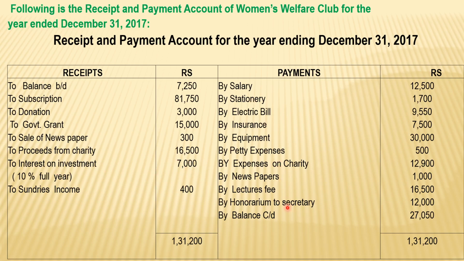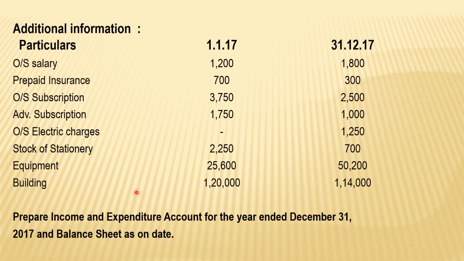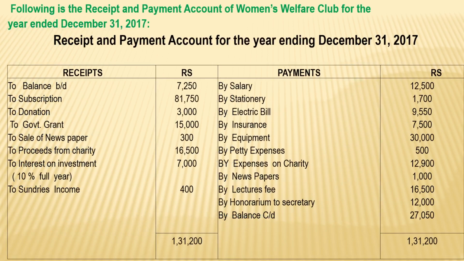Here no investment is shown, as well as in the opening side also investment is not shown. So without any investment, how can we receive this type of interest? So ultimately that is a hidden asset which was not shown. Investment is there which was not shown. So we have to calculate the amount of investment. So this is one year interest received, 7,000.